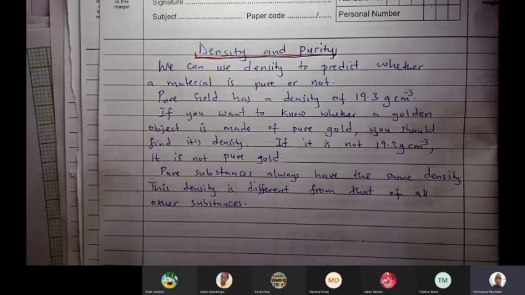They are talking about density and purity. Okay, we can use density to predict whether a material is pure or not. Like for you at school, we may go to Nambola and you win the race, and then they give you a golden trophy. But as a physics student, you cannot just take it as pure gold. You can go to the lab and prove, is this really pure gold or not? So how do you prove that it is pure gold?